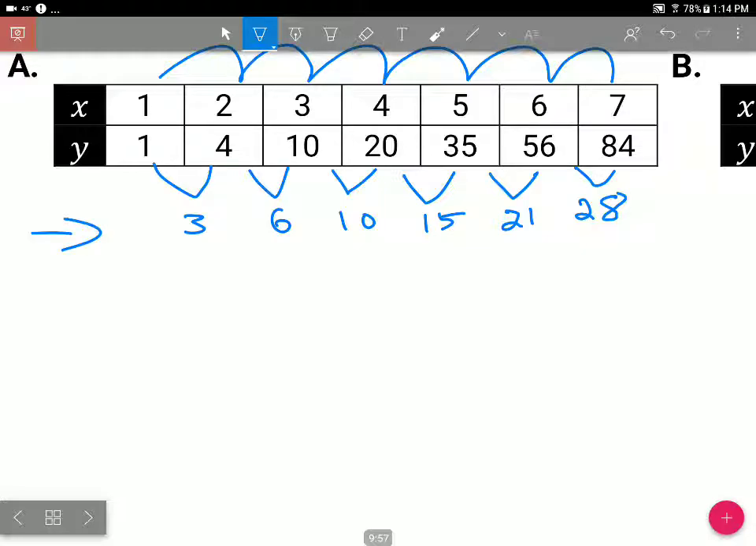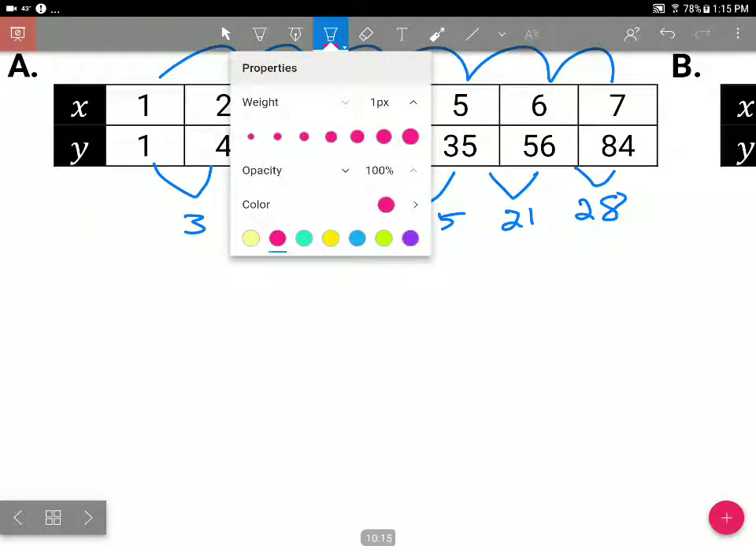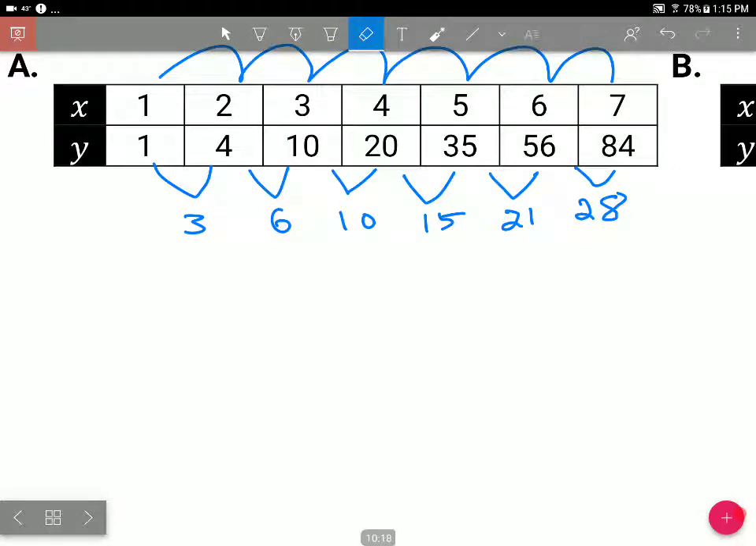Are they the same? No. So this is not what? It's not linear. If all of those were, say, 3s, this would be a linear function, and we could write the equation. Okay? But they're not, so we'll keep going. I'll change colors. Let's use pink. All right, 6 minus, oh, that's not a pink, that's an eraser. Crud. 6 minus 3 is what? 10 minus 6? 15 minus 10? 21 minus 15?